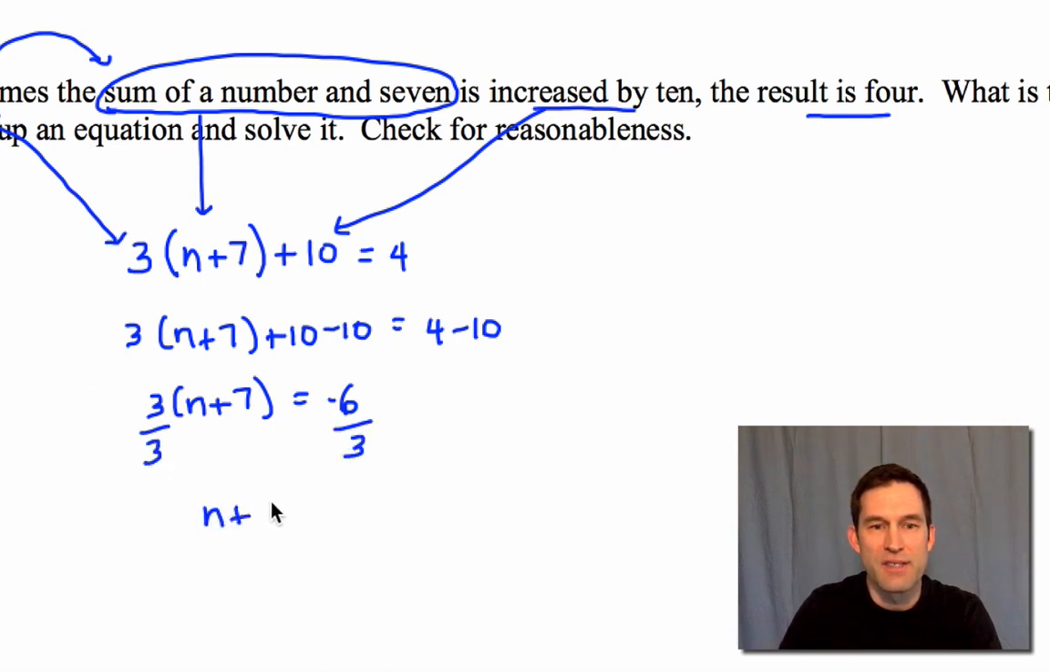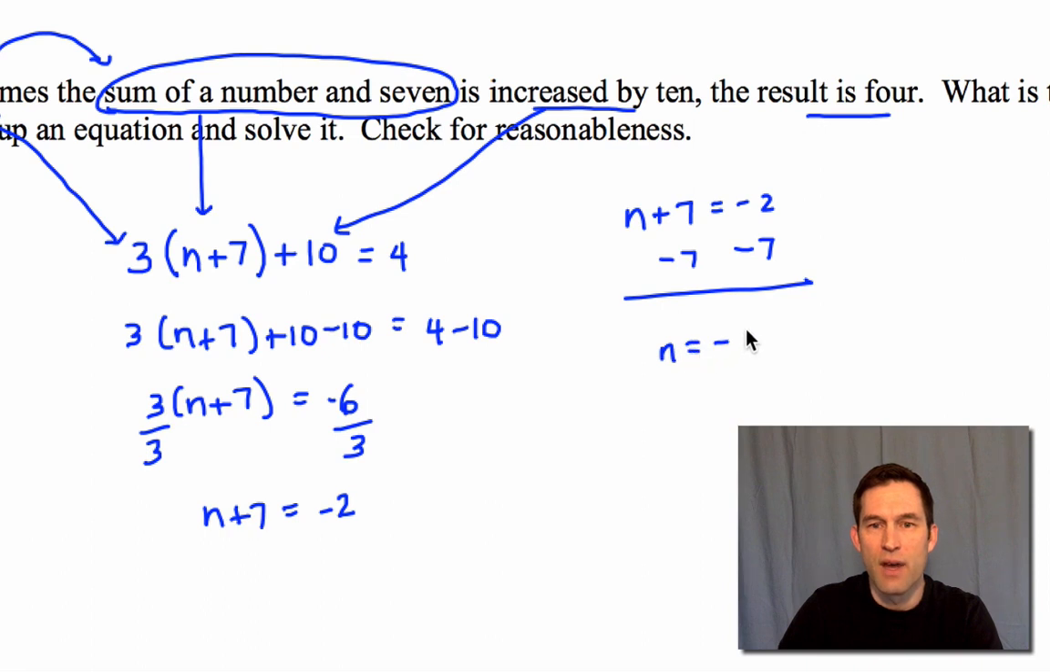That's going to leave us with our nice n plus 7. Watch out here, a negative divided by a positive is a negative. 6 divided by 3 is 2. So we get negative 2. Let me take the math up here. And then we'll subtract 7 from both sides. Again, be careful. Negative 2 minus 7 is going to be negative 9.